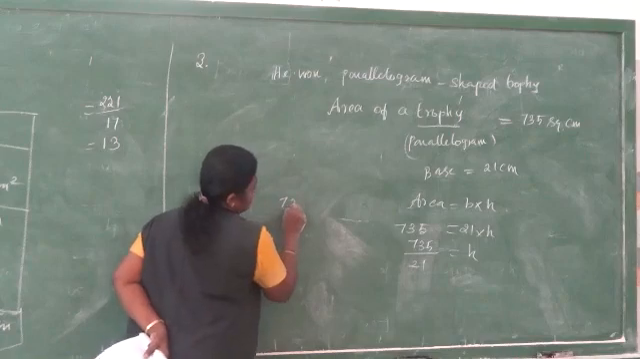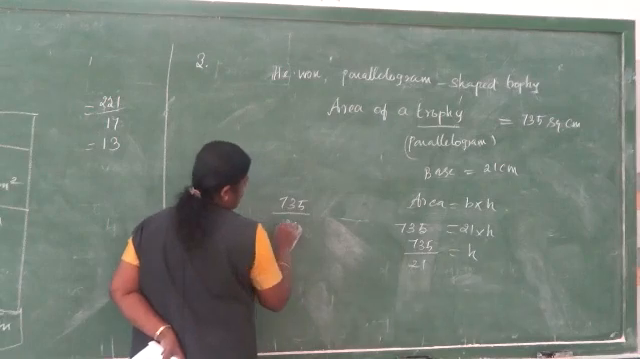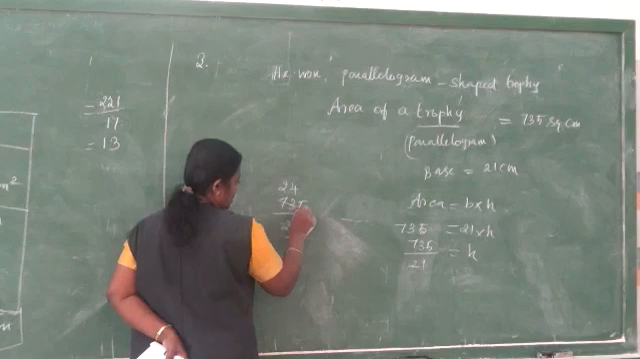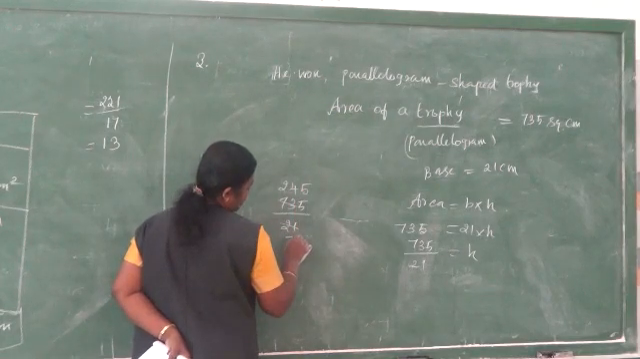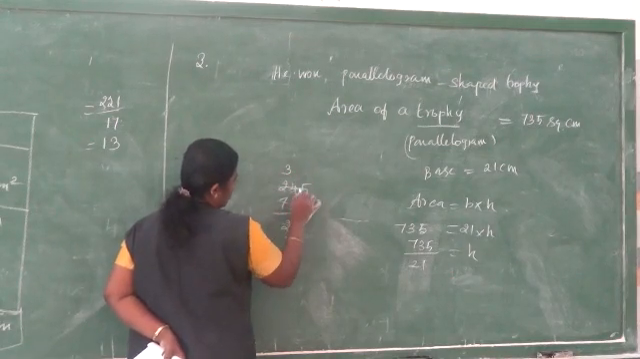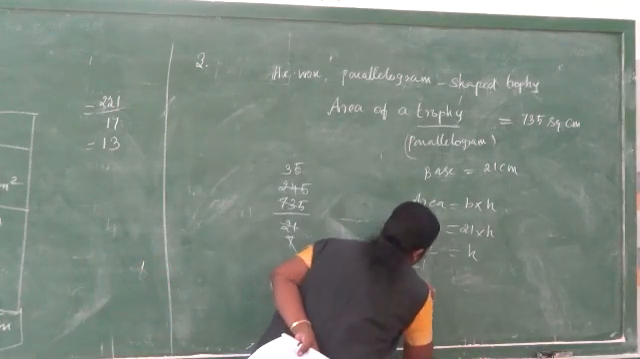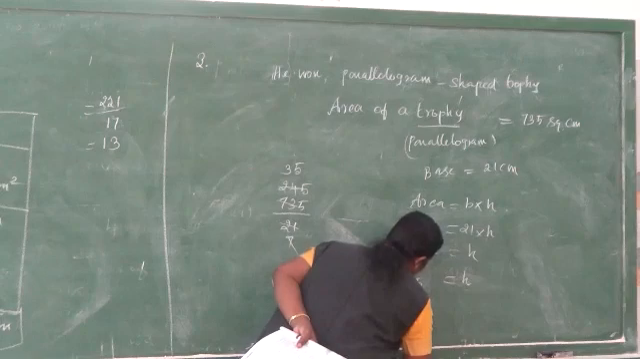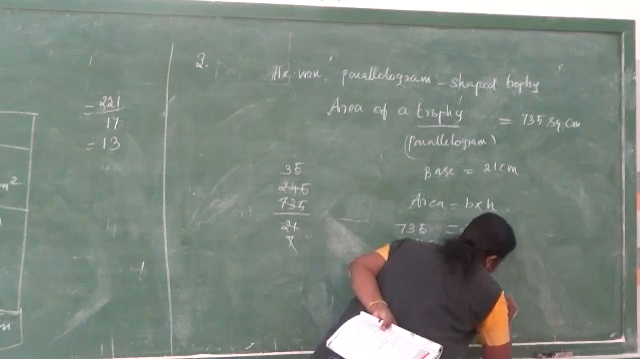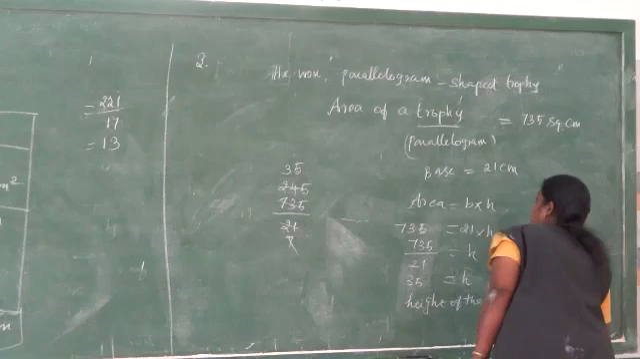So 735 by 21. Better we try the 3 table. 7 3s are 21. Here 2 times, 13 4 times, 15 5 times. Again only one possibility, we can go for 7 table alone. 3 7s are 21, 35. We are getting 5, so totally 35. So height is 35 centimeter. So height of the trophy equal to 35 centimeter.